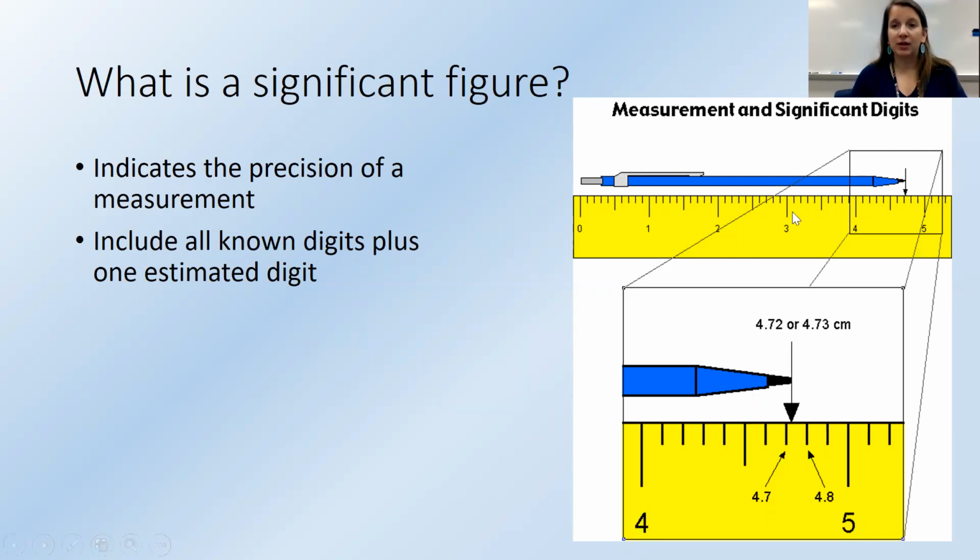When you look at this ruler over here, and we zoom in here, you can see that this line represents 4 and this line represents 5. So each little tick mark represents a tenth. So the measurement of the pin goes somewhere between these two tick marks. So we don't want to record our answer as 4.7 or 4.8. We want to reflect that that measurement is somewhere in between those two tick marks. So we can say that it's either 4.72 or 4.73 centimeters. Again, it doesn't matter what that last digit is, if you put the 2 or the 3, as long as you are putting that value, because that is showing that it's an estimated digit.